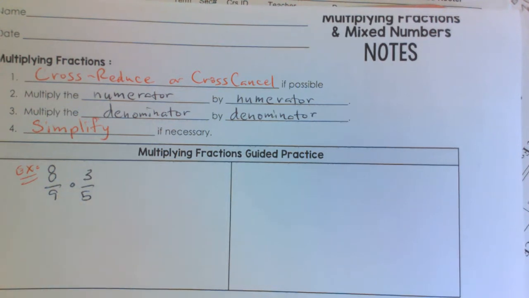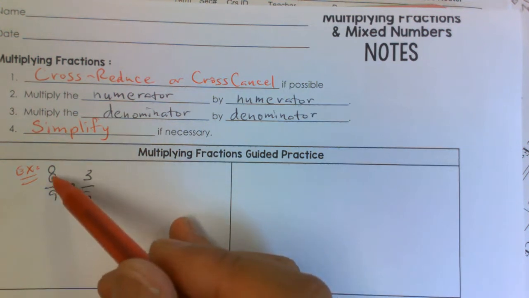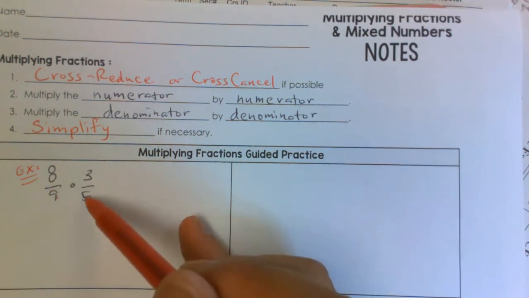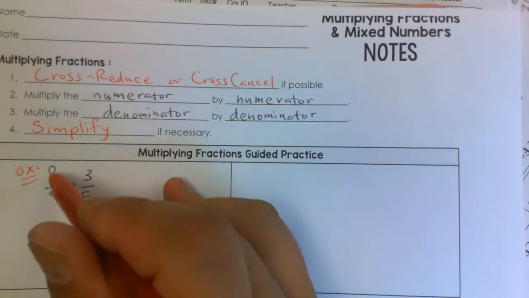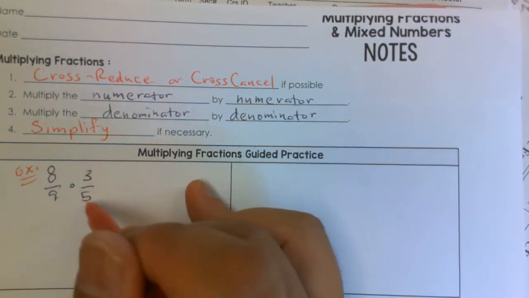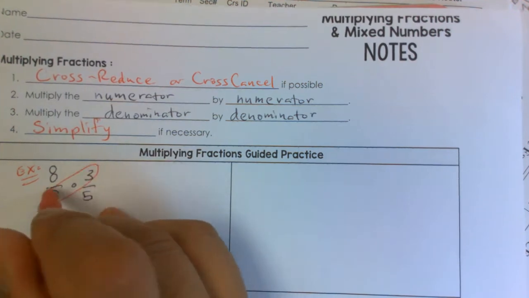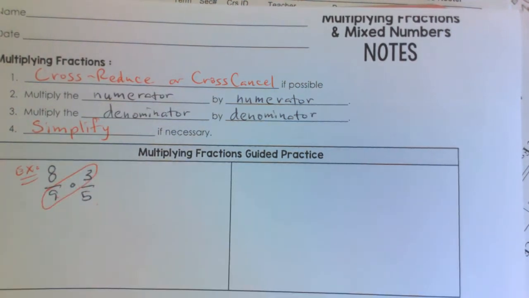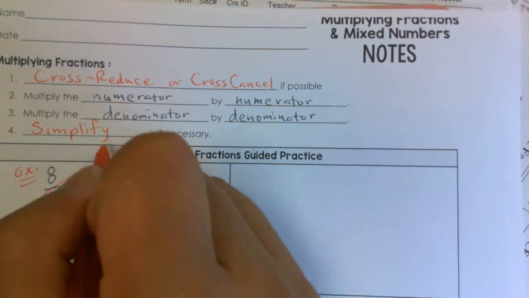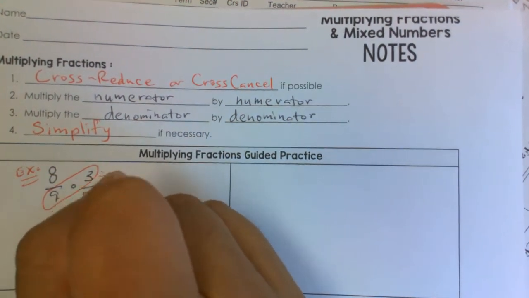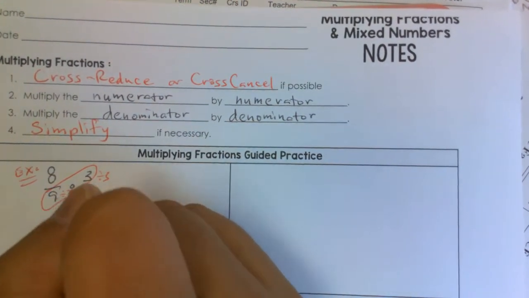So first of all, we want to see if we can cross cancel or reduce. 8/9, you can't really reduce that. 3/5, can't reduce that. But if you look across, 8 and 5, there's nothing common that can reduce both 8 and 5. But 3 and 9, let's circle that. We see that 3 and 9 can be reduced further. They have a common factor of 3. So we divide 3 by 3 and 9 by 3.